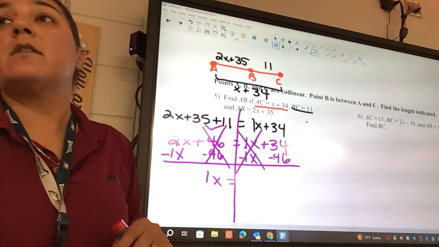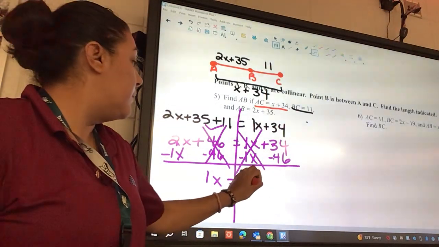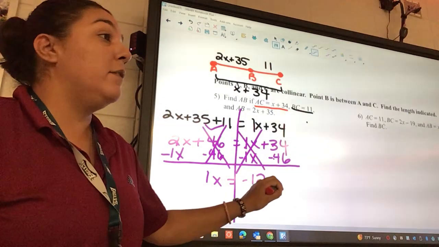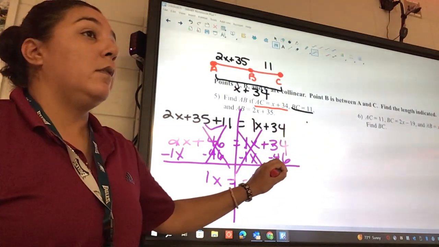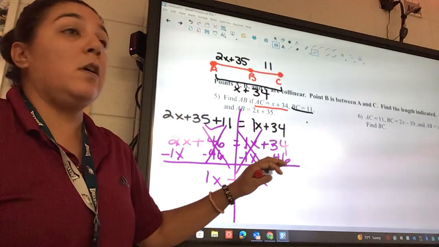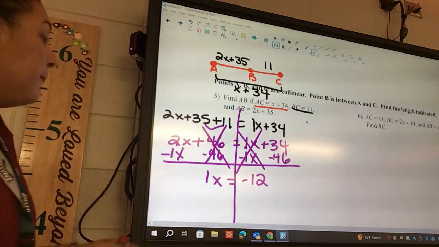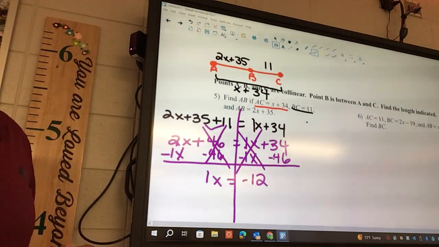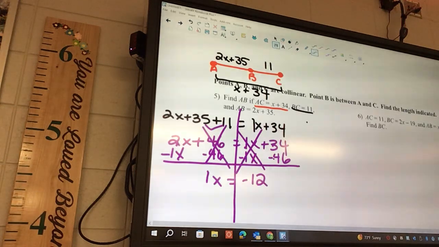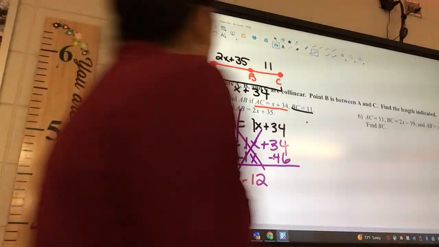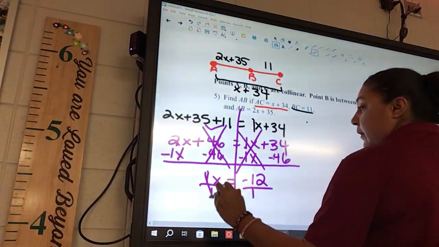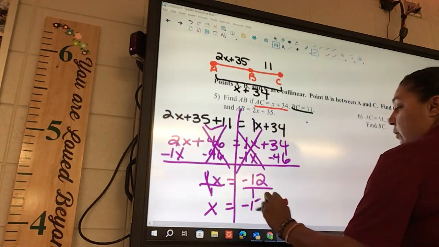34 minus 46. Negative 12? Negative 11? Wait, no. I don't know what it is. You got 12? Okay. That's okay. And then what needs done? We're going to divide by 1 on both sides. And so we get x equals negative 12.